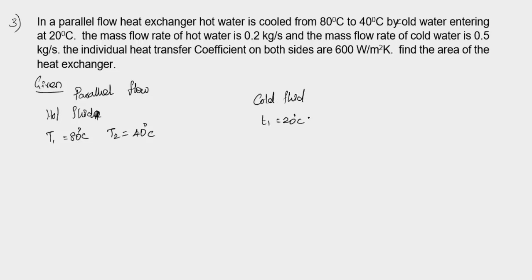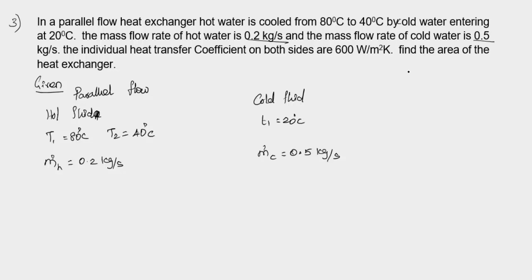The mass flow rate of the hot water is 0.2 kilogram per second, so m dot h equal to 0.2 kg per second. The mass flow rate of the cold water is m dot c equal to 0.5 kilogram per second. The individual heat transfer coefficient on both sides is 600 watt per meter squared Kelvin.